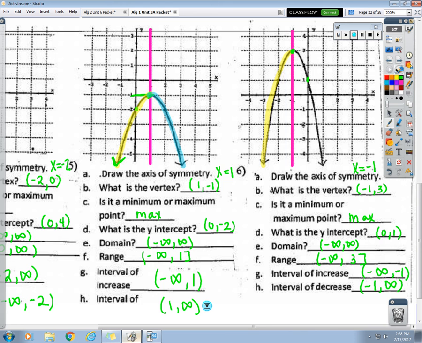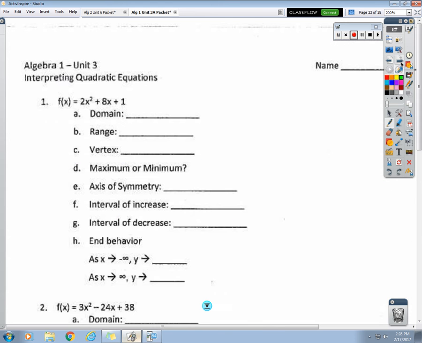Oh, yeah. Okay, what's different about this page? It's got equations. Okay, but what do you have?